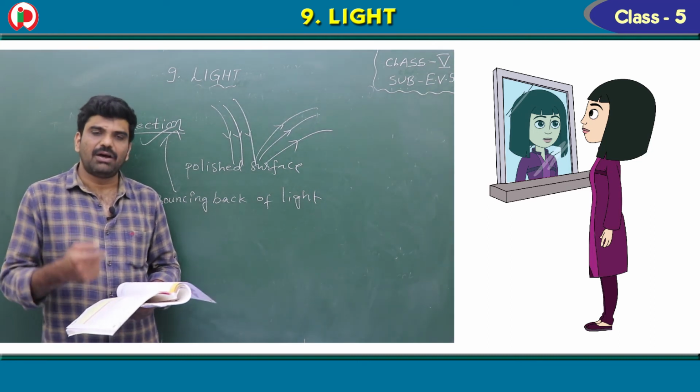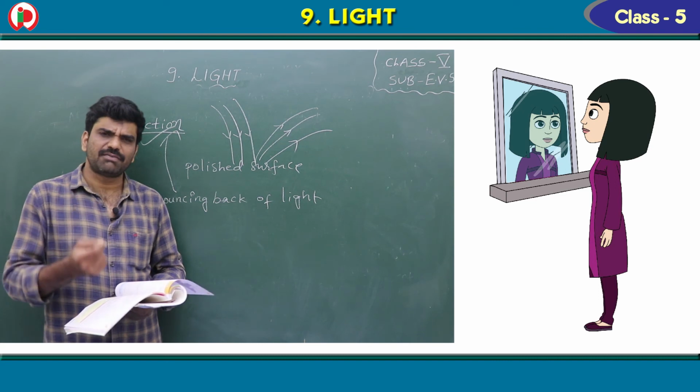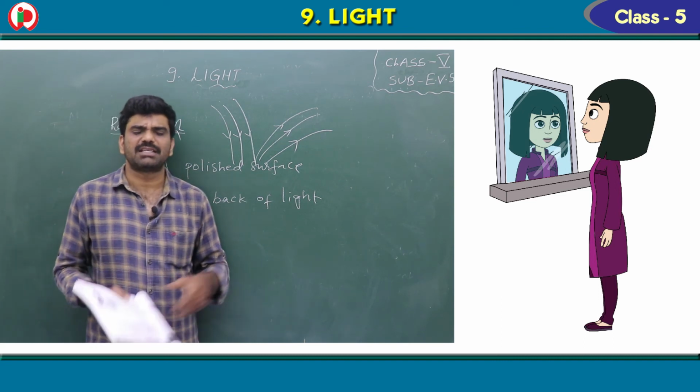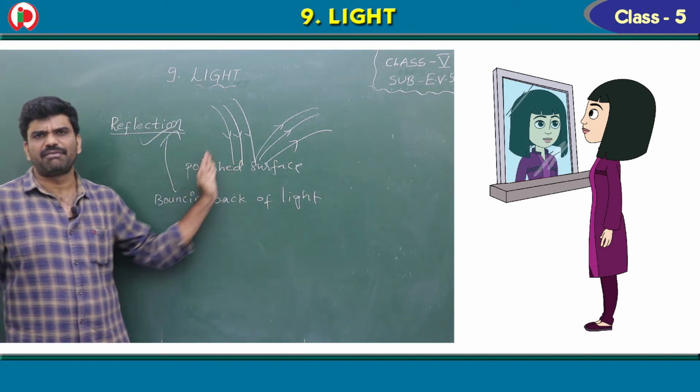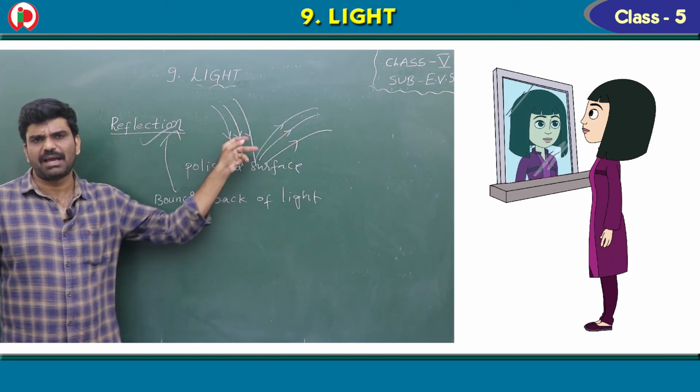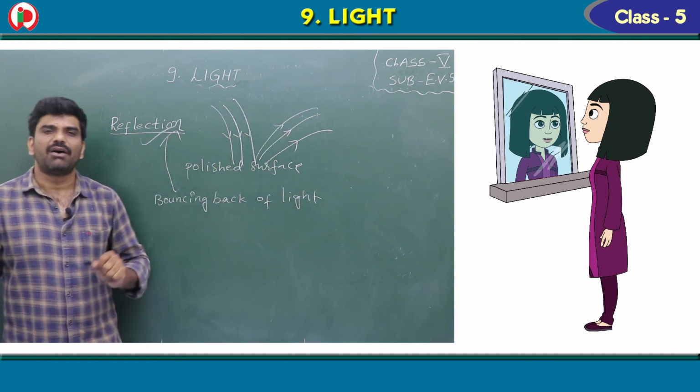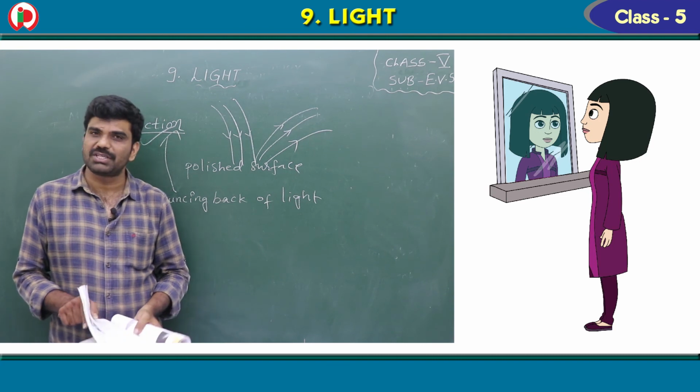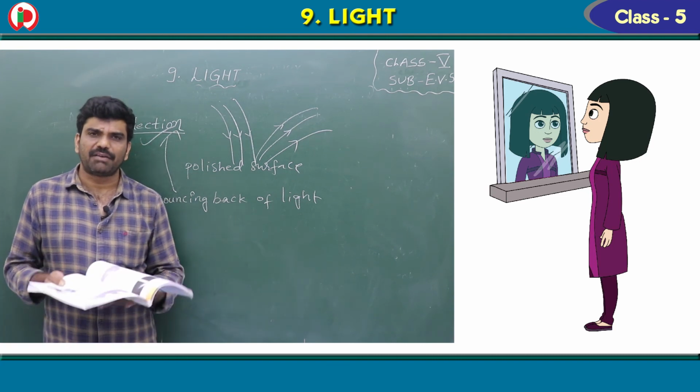So this is what is called reflection. What is reflection? When light falls on any polished surface, it reflects back. This bouncing back is called reflection. The more polished the surface, the more the reflection.